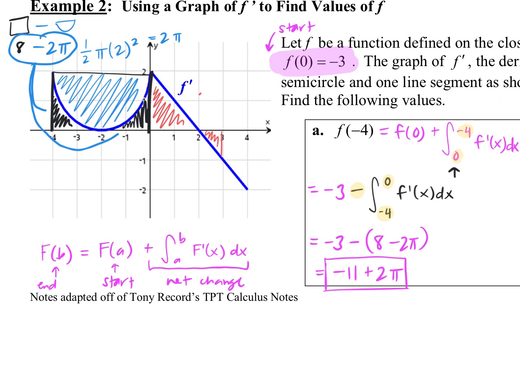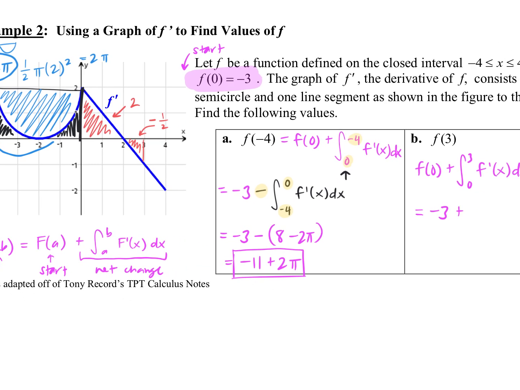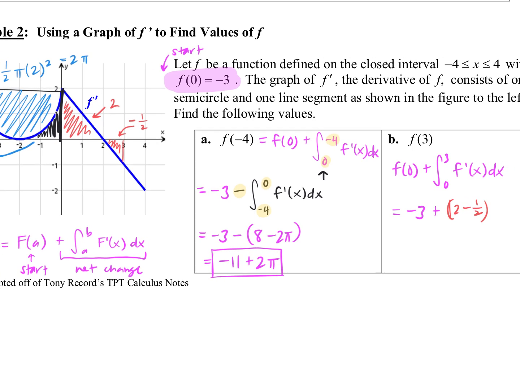So my area up top, that gives me 1/2 base times height, which is 2. And then the area down below would be 1/2, right? But if it's below the x-axis, it's technically negative. Okay, so I'm going to add those two values to negative 3. So I've got negative 3 plus 2 minus 1/2. So if I simplify that, I get negative 1.5.